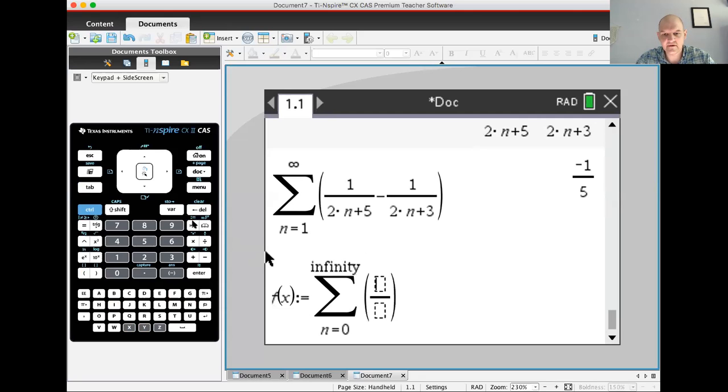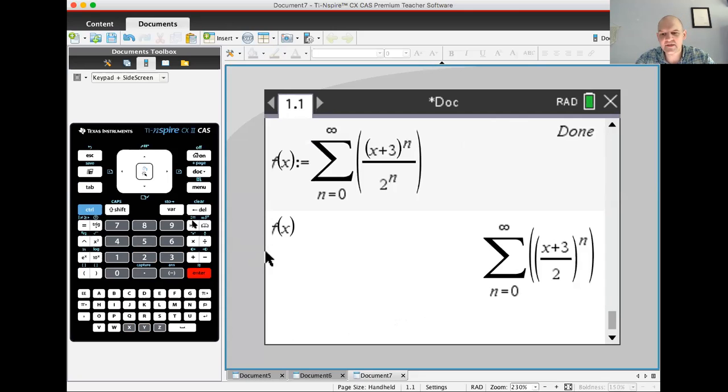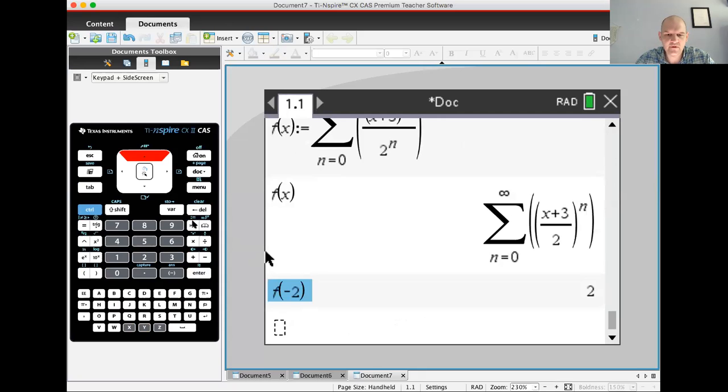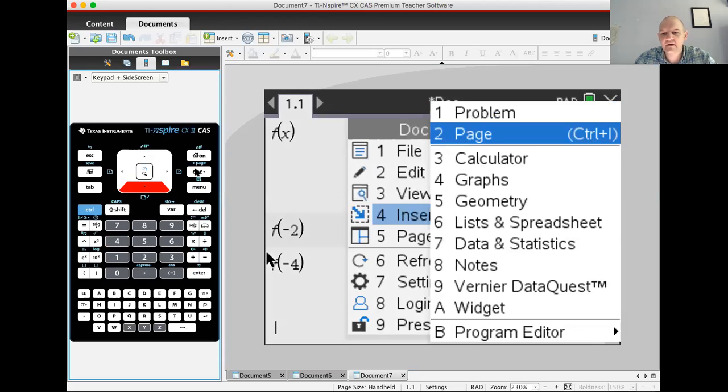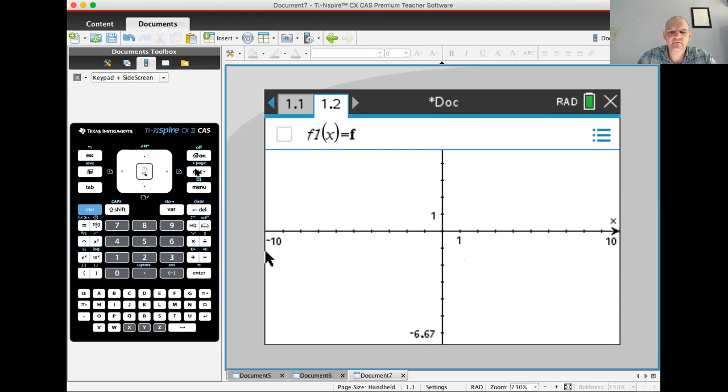Let's see. (x plus 3) squared over 2 to the n. It's like I say such confident things and then I'm not sure. Nope. Okay, I mean, it worked, maybe. What's f of, what's in the interval? f of -2. Ooh, what? f of -4. Okay, so I guess it does work. What's going to happen when I try to graph that? Let's see. Worst case scenario, it crashes the calculator.